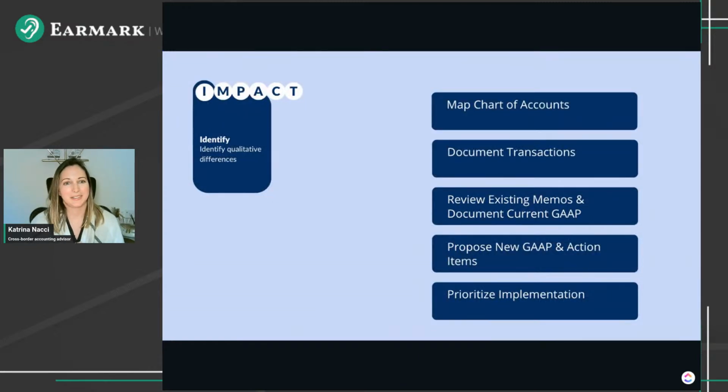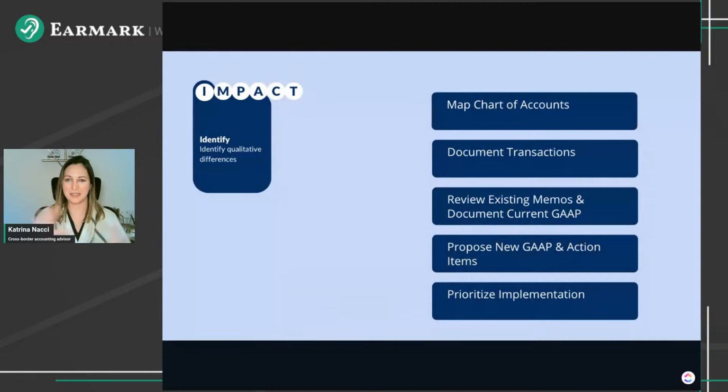So the I in IMPACT stands for identify, which is identifying the qualitative differences between your current GAAP and your new GAAP, usually IFRS or US GAAP. And in order to do this, we basically take a download of your entire chart of accounts, both the P&L and balance sheet at the most disaggregated detail that you have in your system. We're typically looking at the balances as well for this year and maybe prior year, just to gauge materiality, and maybe there's an account that's never been booked into and we can ignore it.